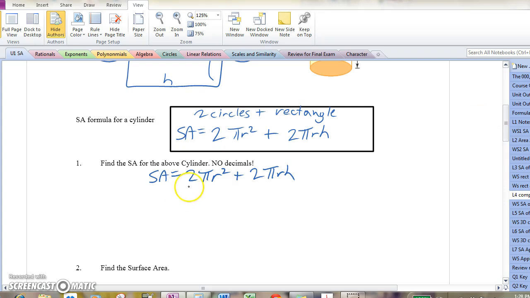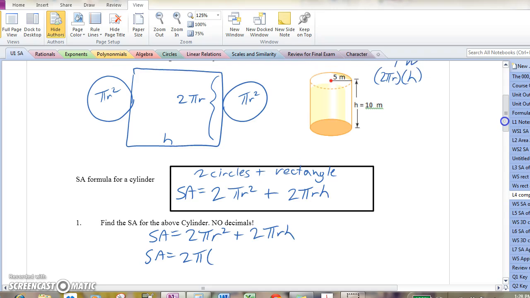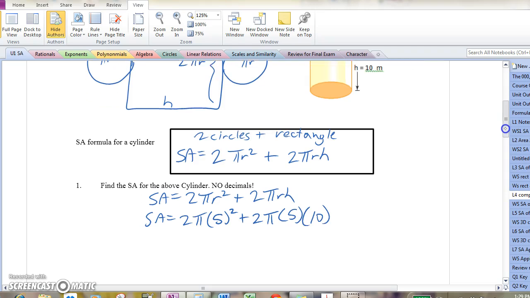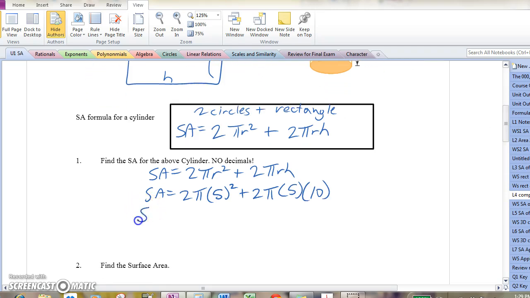Now in grade 8, you probably went to decimals. We're not going to. We're answering in terms of pi. So we substitute in 2 times pi, what's the radius? 5, so it's 5 squared, plus 2 times pi times 5 times 10. Okay. So surface area equals.